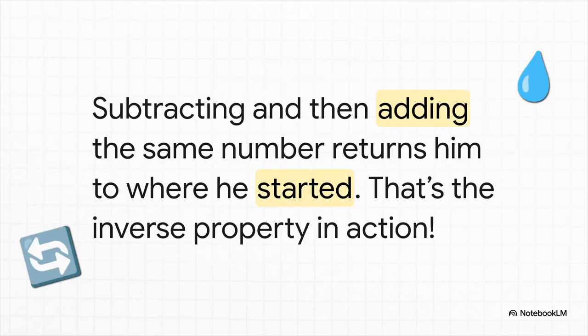And that's the key takeaway, right there. The action of subtracting 3 was perfectly undone by the action of adding 3. They're inverses of each other. It's like this perfect, self-correcting loop.